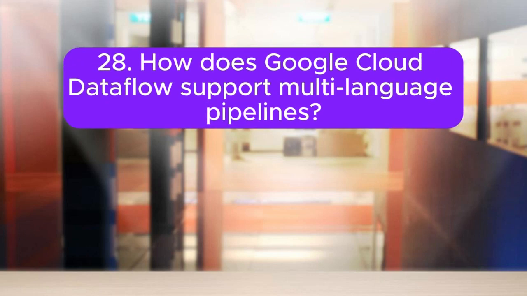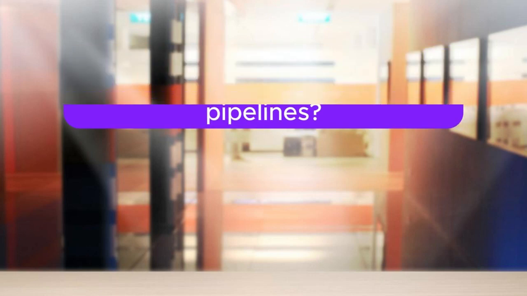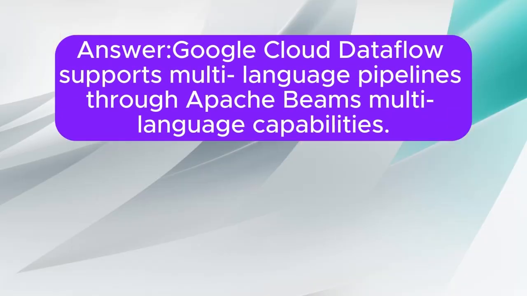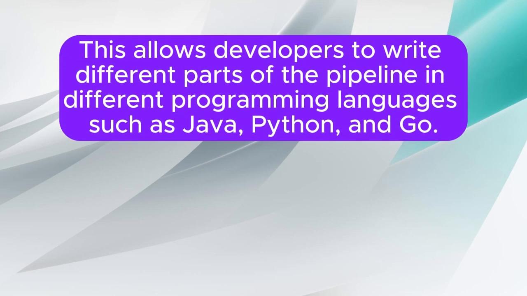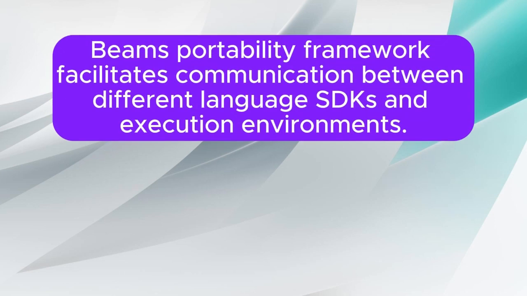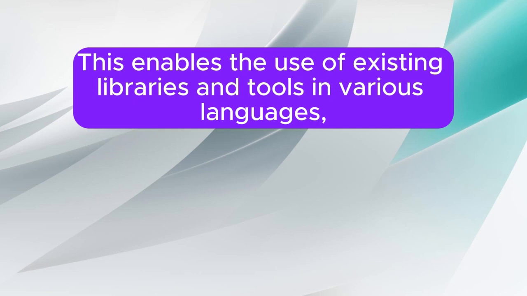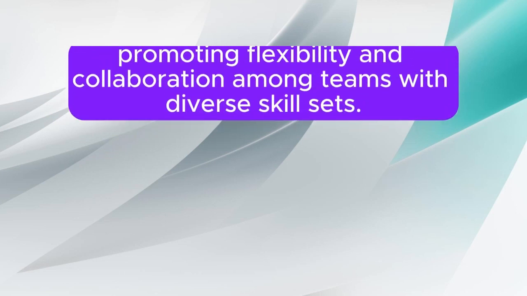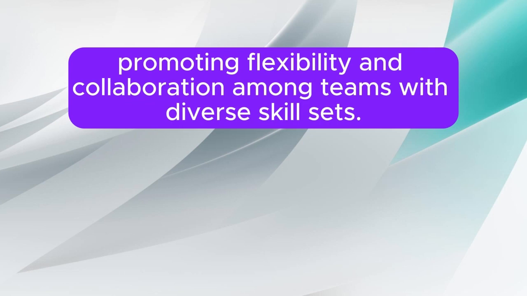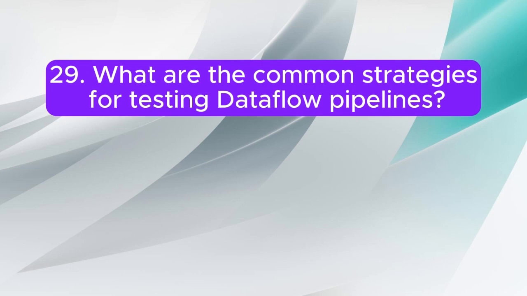28. How does Google Cloud Dataflow support multi-language pipelines? Answer. Google Cloud Dataflow supports multi-language pipelines through Apache Beam's multi-language capabilities. This allows developers to write different parts of the pipeline in different programming languages such as Java, Python, and Go. Beam's portability framework facilitates communication between different language SDKs and execution environments. This enables the use of existing libraries and tools in various languages, promoting flexibility and collaboration among teams with diverse skill sets.